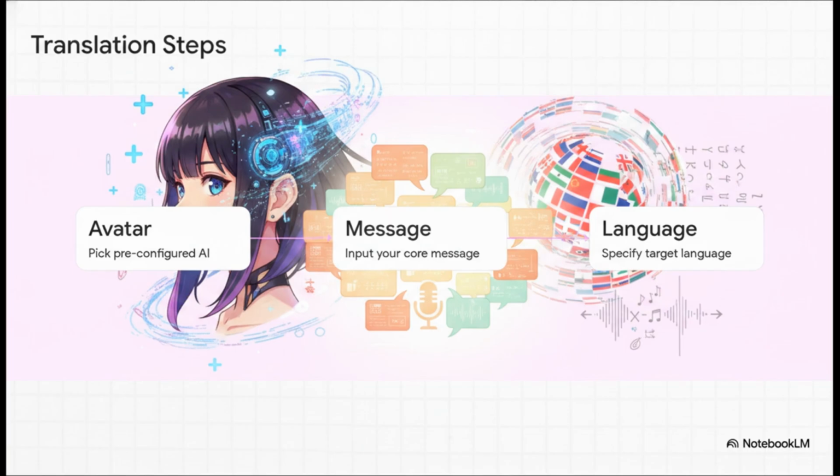This is probably the easiest workflow in our entire explainer, but it's possibly the most impactful. Inside Google Flow, you just hit the plus icon and select your pre-configured AI avatar. You input the core message of your educational video, or honestly even just a simple birthday wish, and then you explicitly specify the target language.